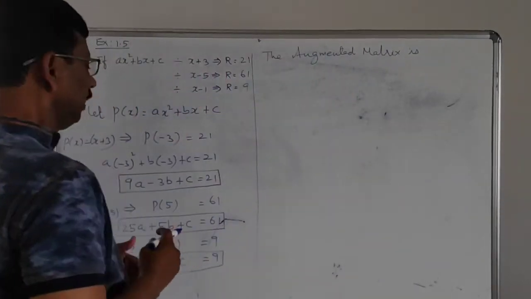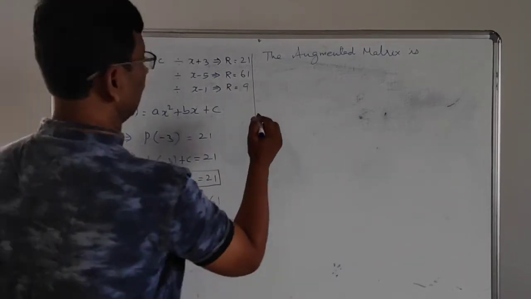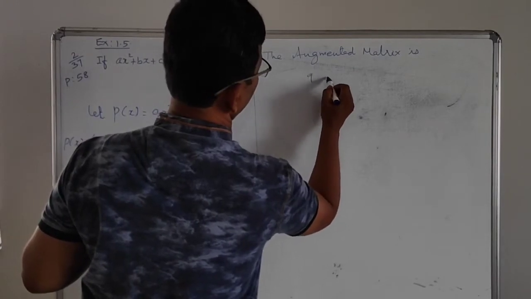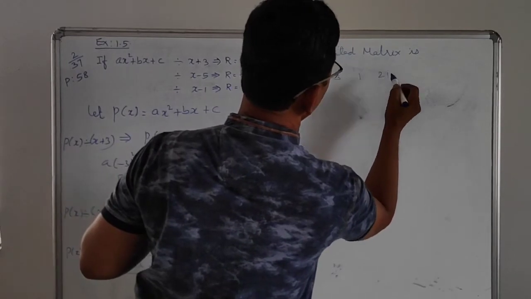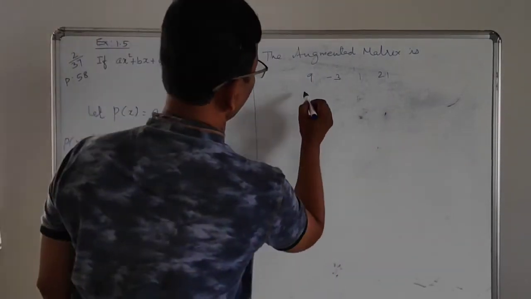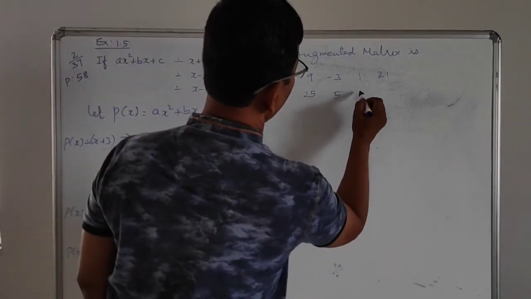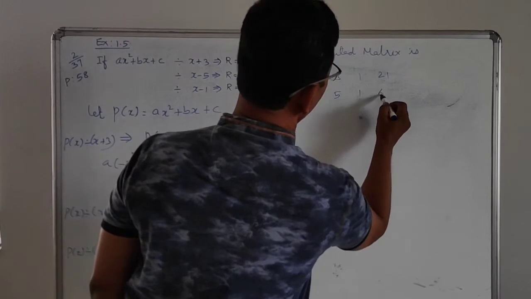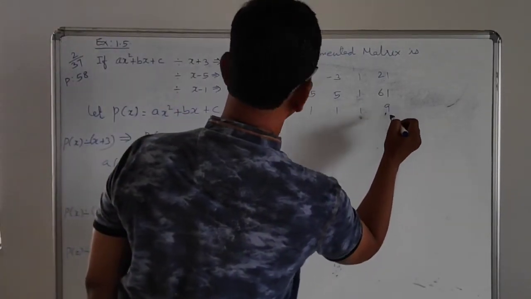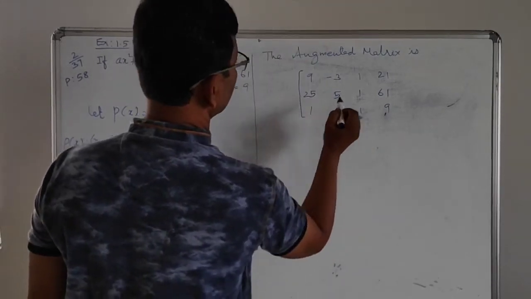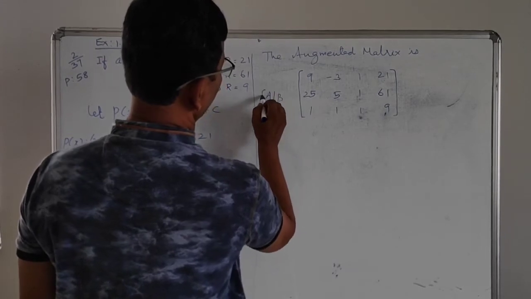The augmented matrix is just to collect the coefficients. So here the variables are a, b, c. Now first row is 9, minus 3, 1, then you can write 21. Then second row 25, 5, 1, which is equal to 61. The third row 1, 1, 1, the remainder is 9. Now this is the augmented matrix.